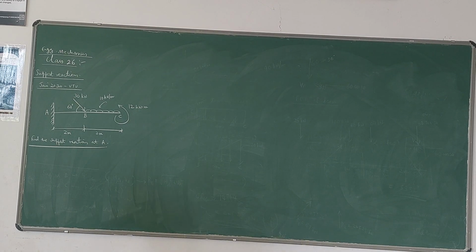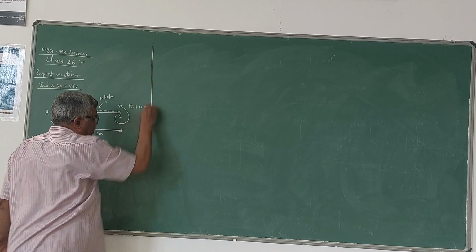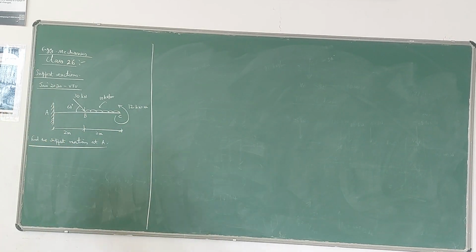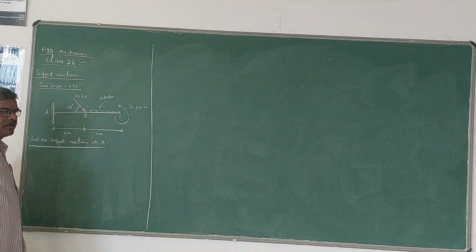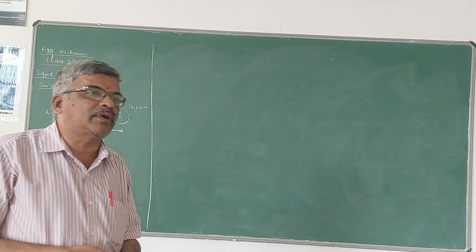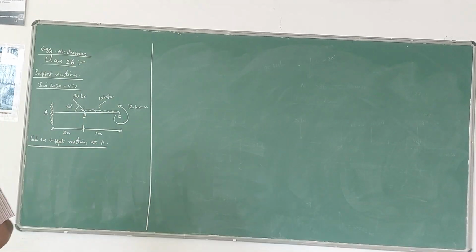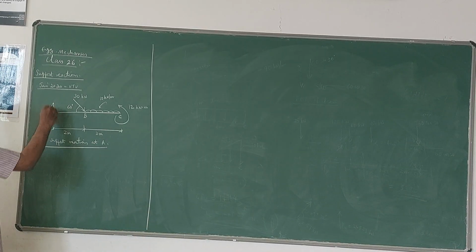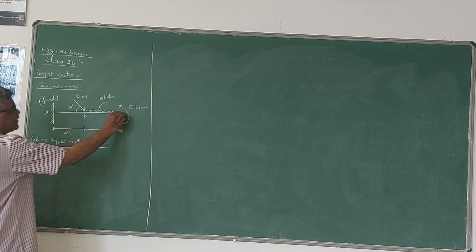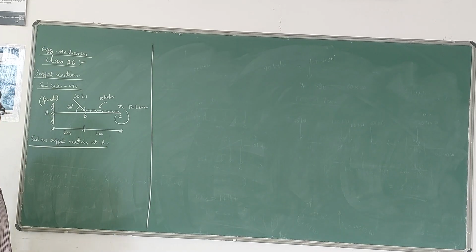In this class, we will discuss a cantilever beam problem from the January 2020 VTU examination question paper, to find the support reactions. As you know, a cantilever beam has only one support, that is a fixed support. Here A is the fixed support, and at the other end it is free. There is no support at the other end.